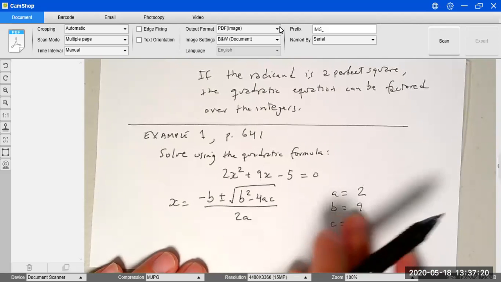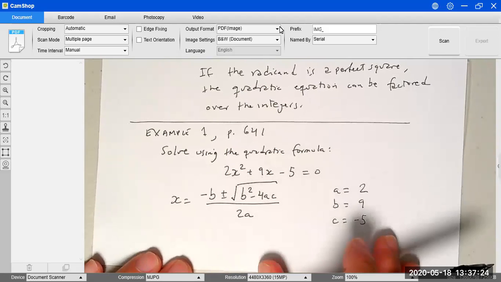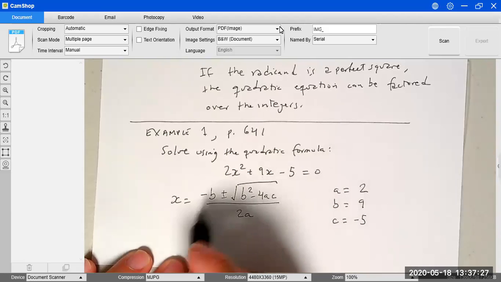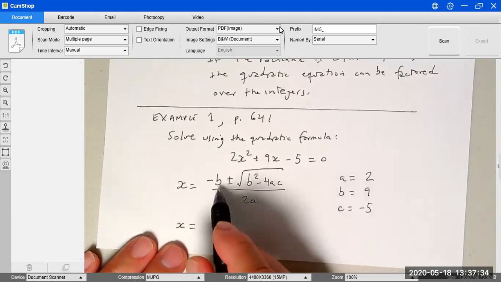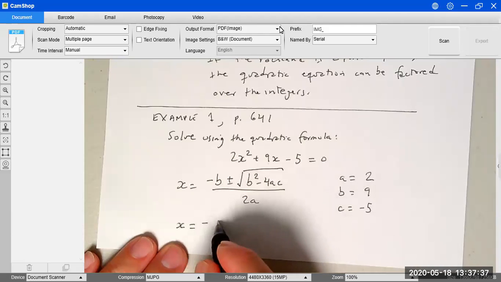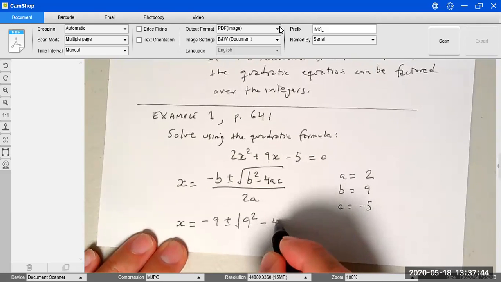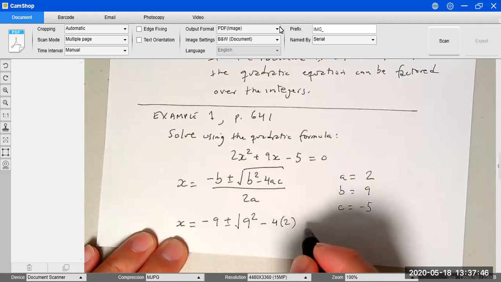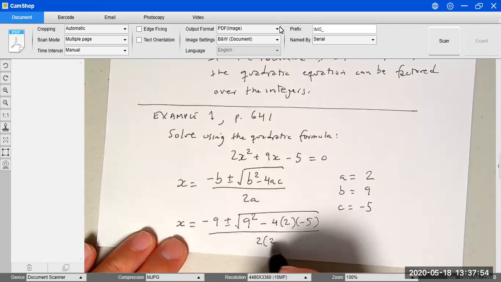So once you have identified a, b, and c, you just need to do the substitution. You need to replace a, b, and c by their corresponding values. So in this case, minus b is minus 9 plus minus square root of b squared, so it's going to be 9 squared minus 4 times a, which is 2, and c, which is negative 5, and this is over 2 times a, which is 2.